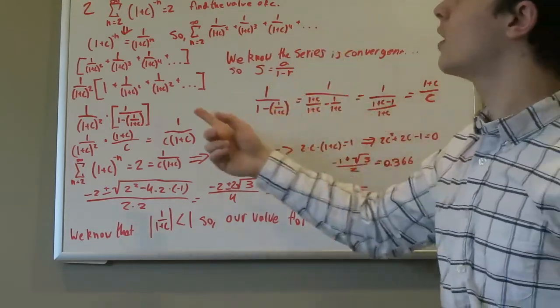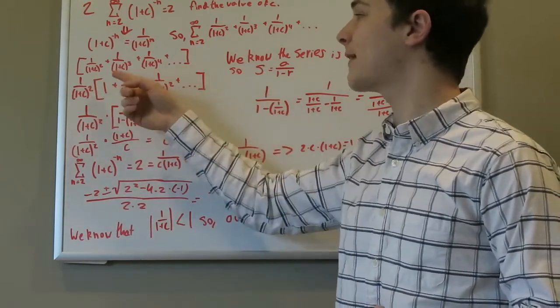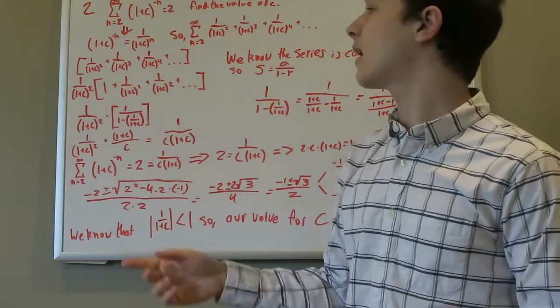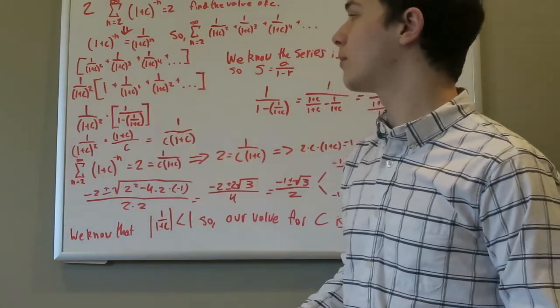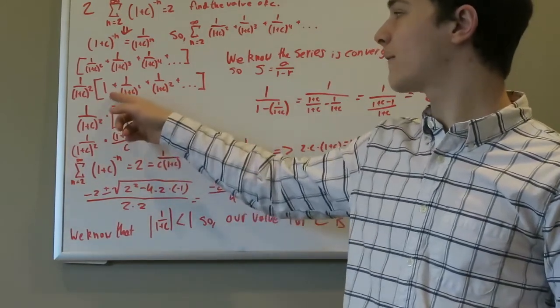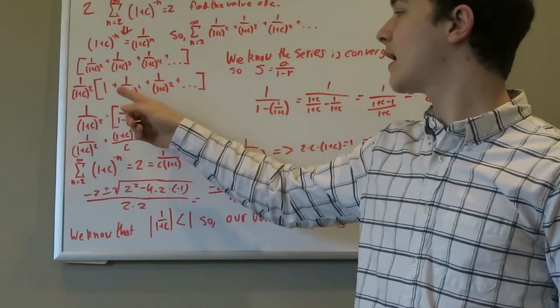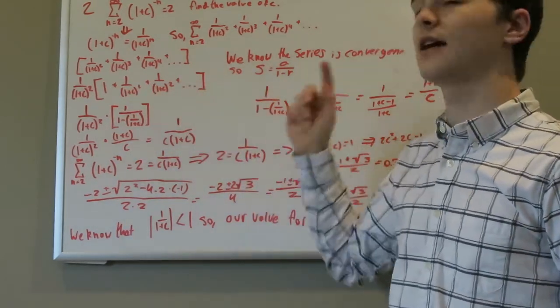The first thing I did with this series is factor out as much as I can. What I factored out is 1 over (1 + c) squared. I factor it out right here, and then I have the first term being 1, and then I start going 1, 2, 3, 4.